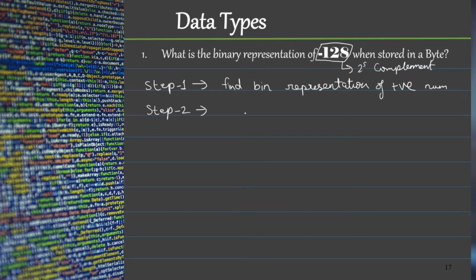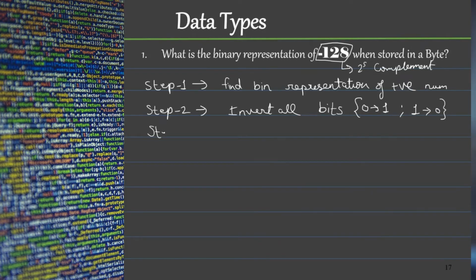Then the second step is very easy: invert all the bits. I'm writing in my own words, invert all bits. This would be the second step. What is the meaning of invert? Invert means 0 will become 1, and 1 will become 0.